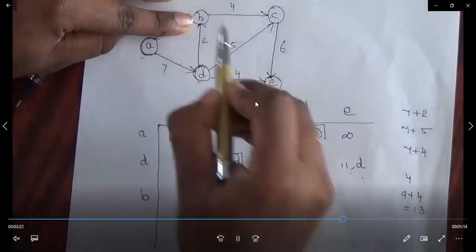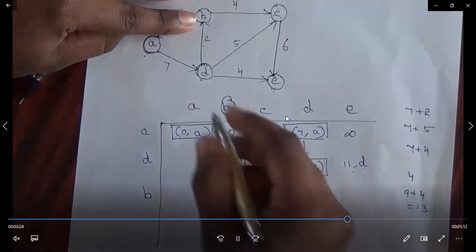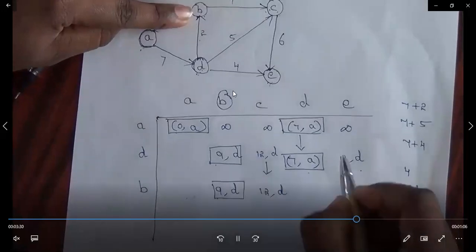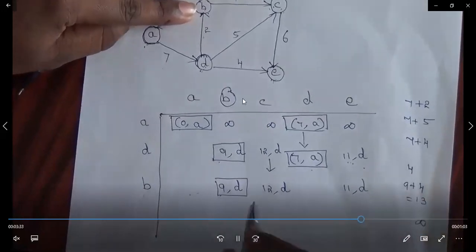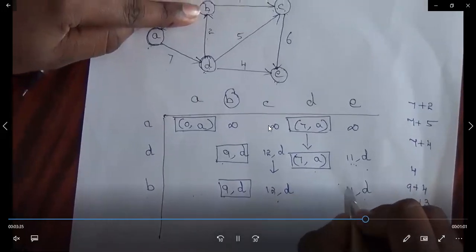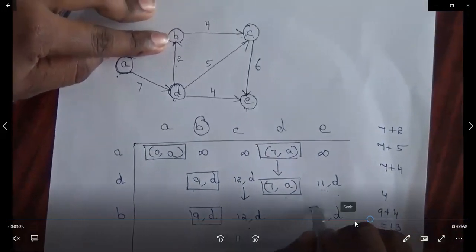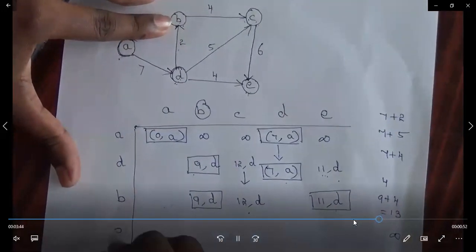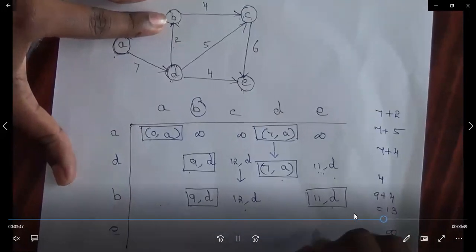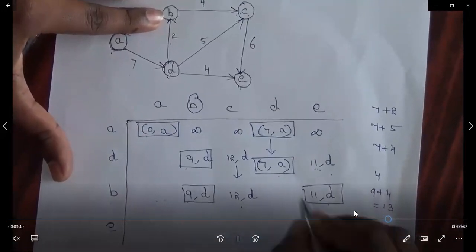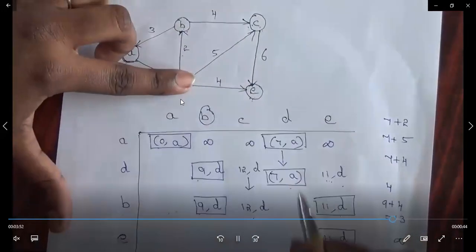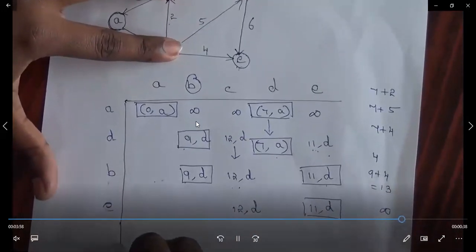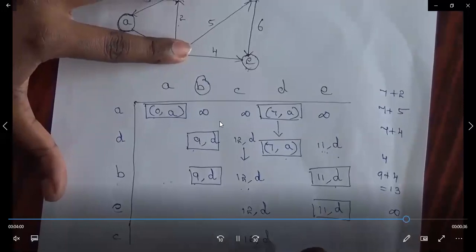Now for B to E, it is not adjacent, so we will take infinity and 11. Among these two, which is nearest? Nearest is D to E with the value 11, so we will take that. E is the next adjacent, so we take it as 11, comma D, where E is adjacent to D and D is acting as the intermediate vertex. Now 12 and D, which is the C. C is nothing but 12, comma D.